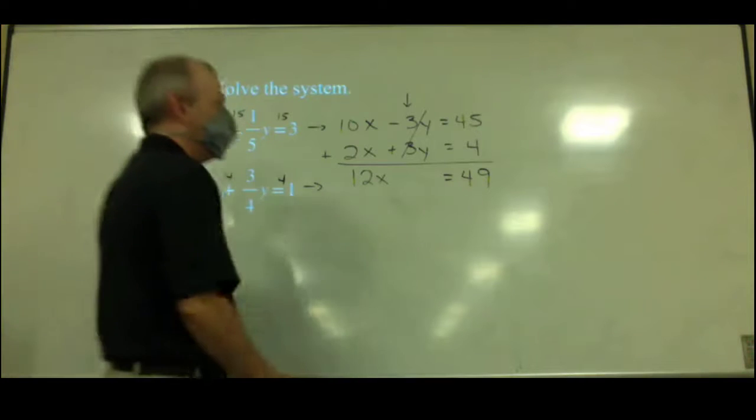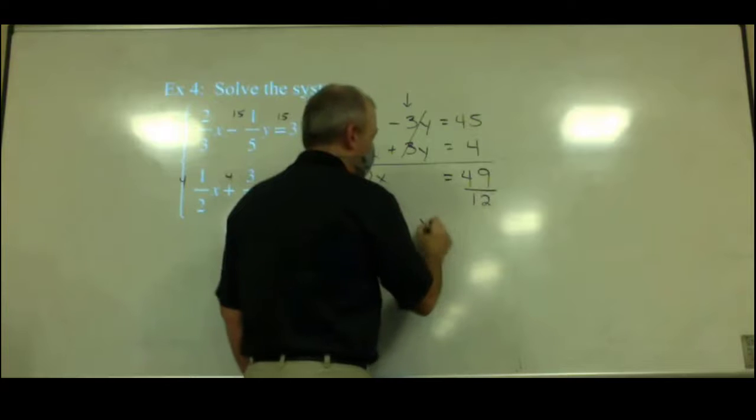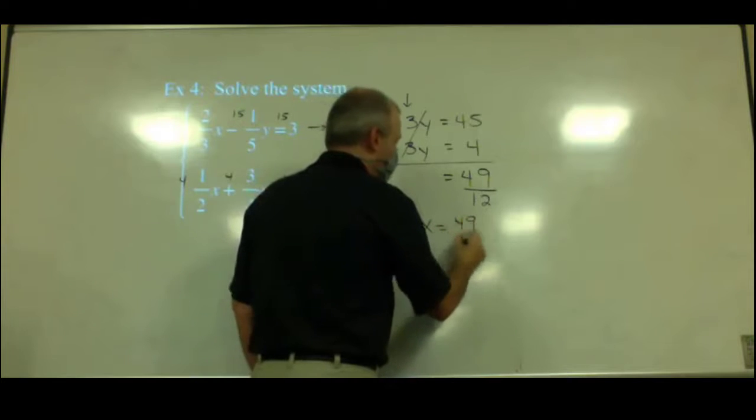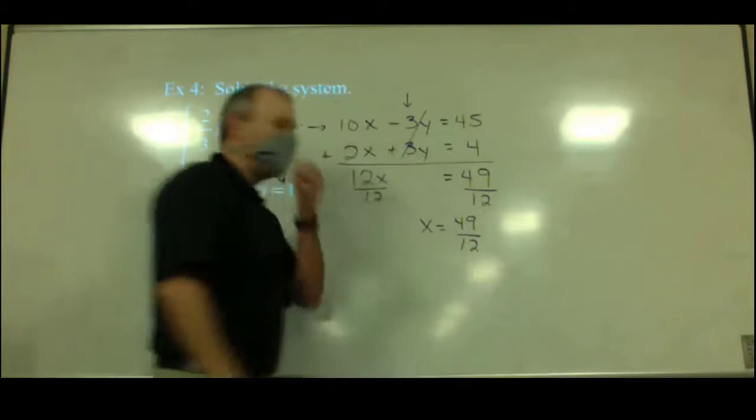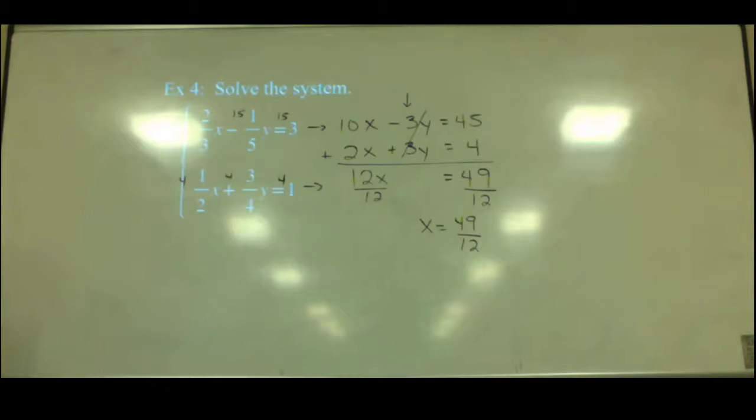The reason I said it's not as nice is because what is the next thing we're going to do? Divide by 12. Man, the fractions came back. 49 over 12. Now, here's the deal. Do not round this off. I know that we put these things into our calculators and we love to round them off. Do not round them off because you're going to mess up your second answer. Leave it as an exact fraction, 49 over 12.